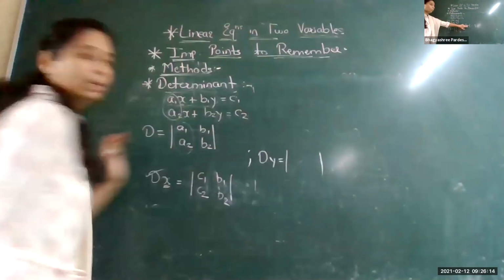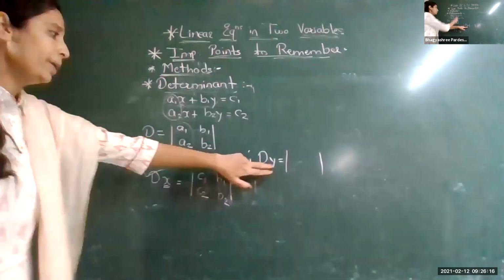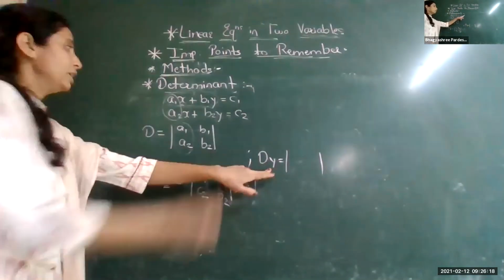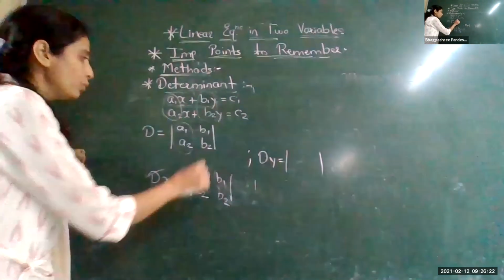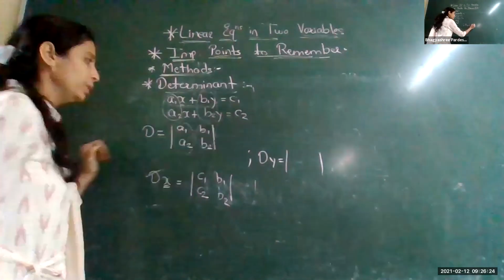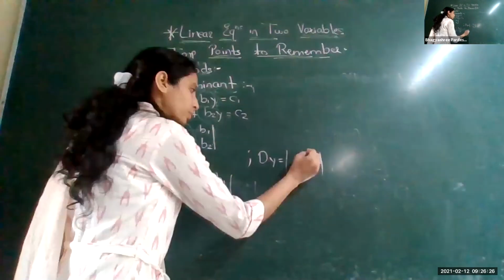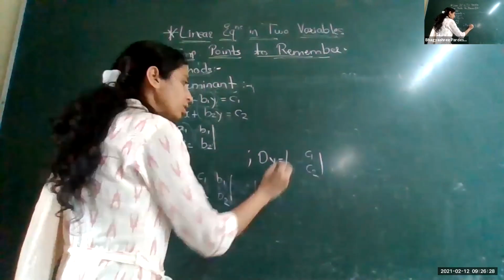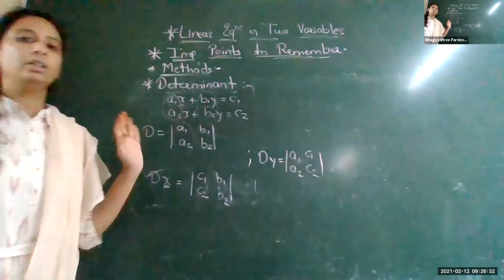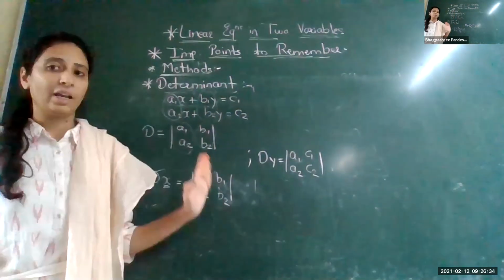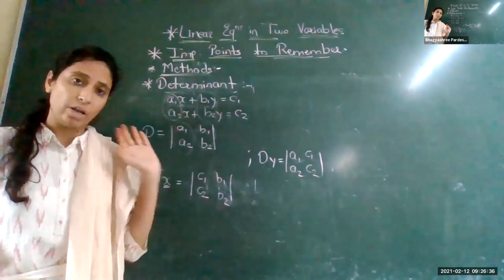Next, for Dy. Dy is similar to Dx. In Dy, y is given. So instead of the coefficients of y, we are going to write c1, c2. Where are the coefficients of y? Here, b1, b2. So for that, we substitute c1, c2 and the rest will remain as it is. So this is the simplest thing. You must know it very well. Does anyone have any doubt up to this?